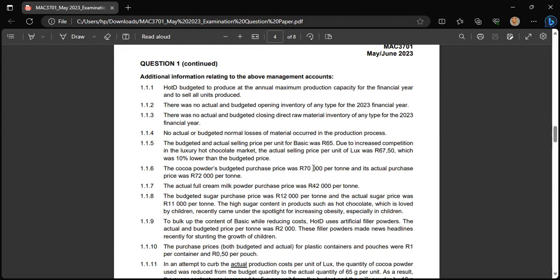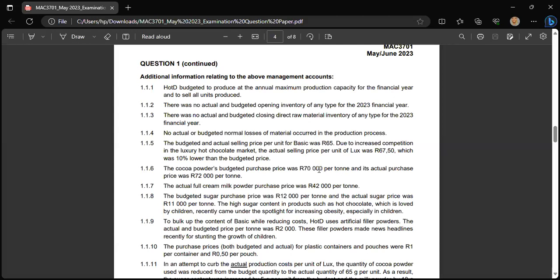Since our material, the cocoa powder, is given per ton, we obviously want to convert this into kilograms. Then once we have converted this into kgs, we want to convert those kgs into per unit. We want to see how much it's going to cost us per unit. So for starters, the starting point would be to convert this into kgs. So this is going to be 70,000 divided by 1,000.